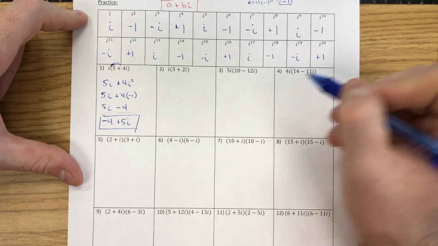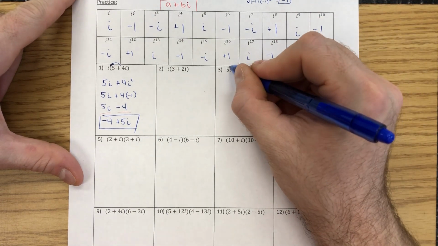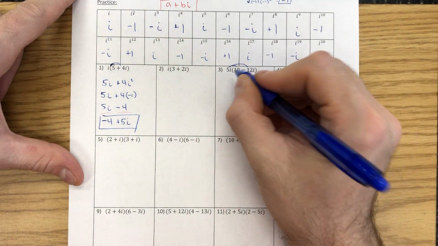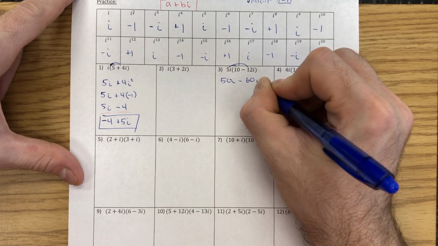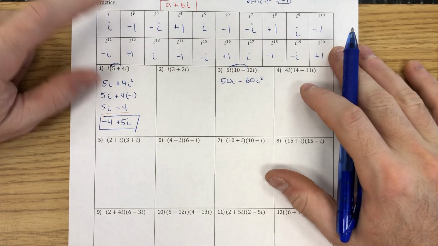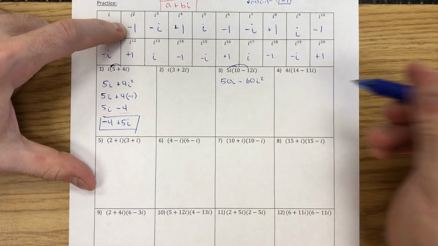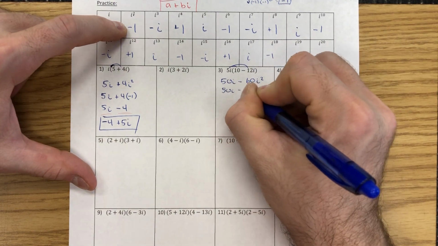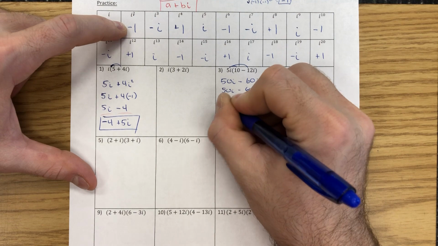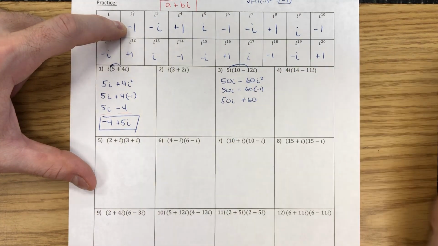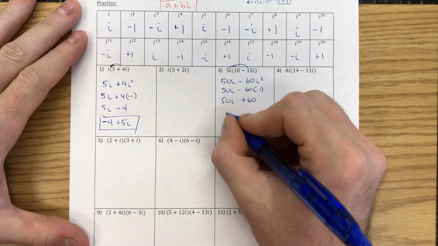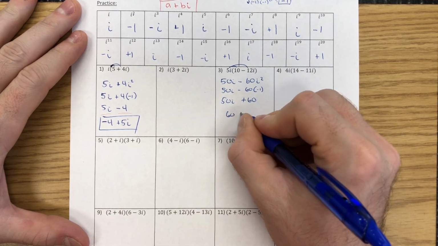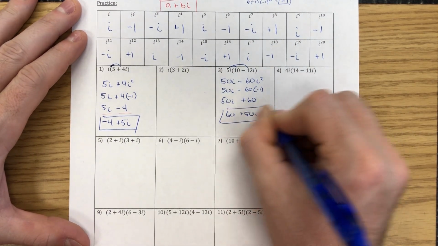So for number 3, I'm going to do the exact same process. I'm going to distribute my 5i to both these terms. And I'm going to get a 50i minus 60i squared. I know i squared is -1. So I'm going to get 50i minus 60 times -1, which is just 50i plus 60. And then I'm going to write it in the a plus bi format, which means I'm going to list this number first, 60, and my 50i second.